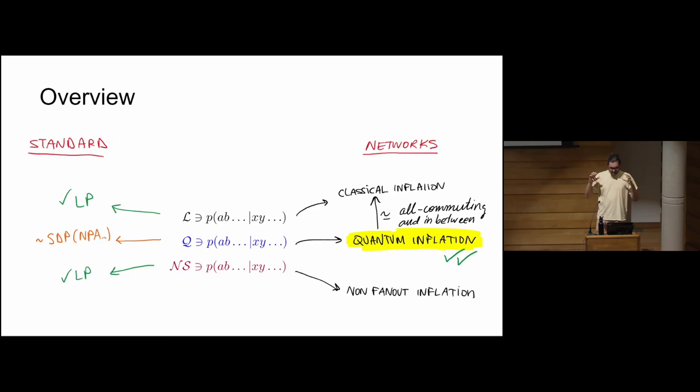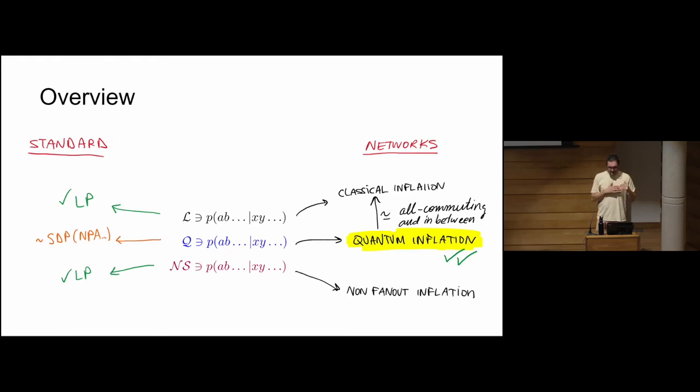So now a bit of a bird's eye view of all of these networks. So in the standard scenario, I introduced the idea of the local set, quantum set, and no-signaling set. If you go to networks, you can also think of compatibility with networks with classical shared randomness, with quantum sources, or also with more general non-signaling resources. So each of these have a corresponding inflation technique, which does something similar to what I said.